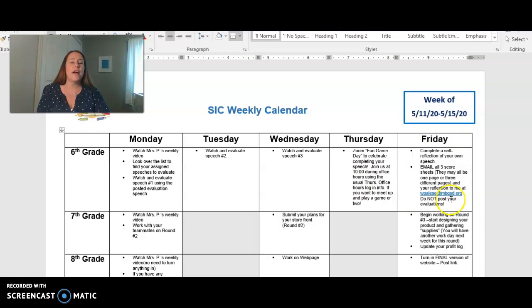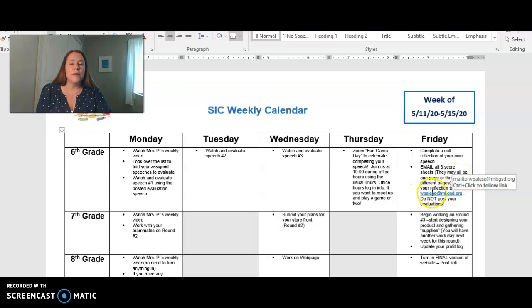And then on Friday, I want you to email by Friday, no later. You can do it earlier if you want. All three of those scores. So that might be one score sheet, or if you separated them, I don't know why you would, but if you did, then that would be 3 different score sheets.